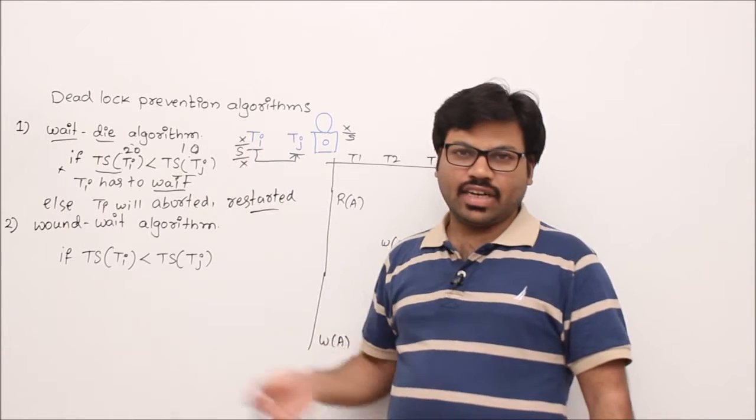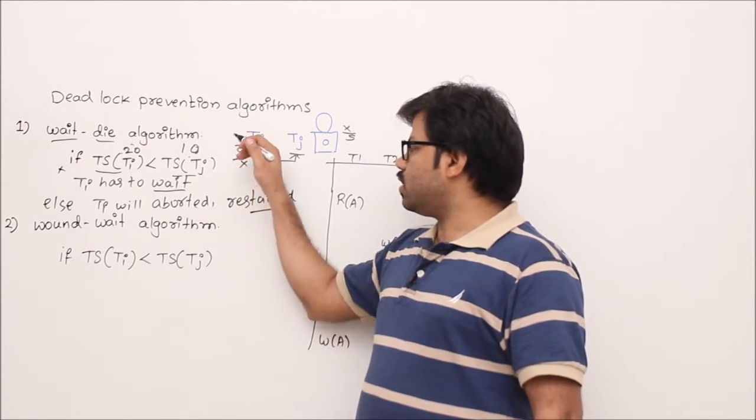So now let's revise the algorithm again. Whenever the timestamp of, this is the story of Ti.